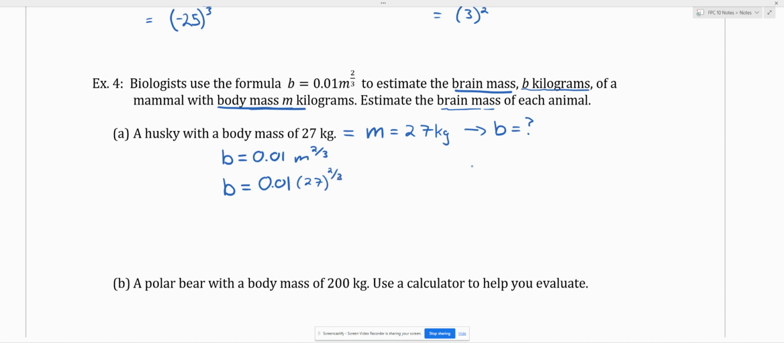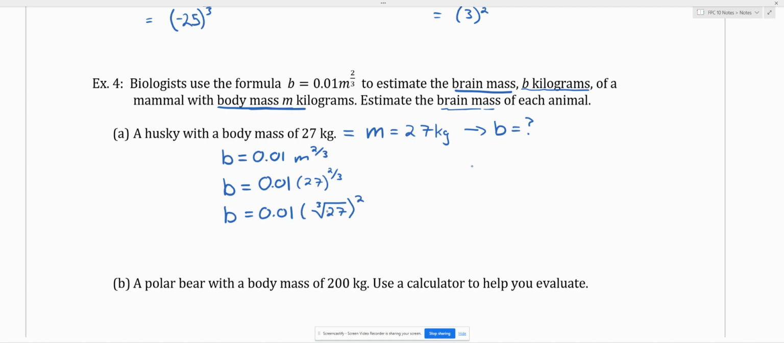Okay, and we can convert that to a radical form. So this 0.01 is just multiplying. It's a coefficient out front. And we're going to put this all in brackets, the 27. The shoes is a 3. The hat is a 2. And now we just need to evaluate this using the right steps.